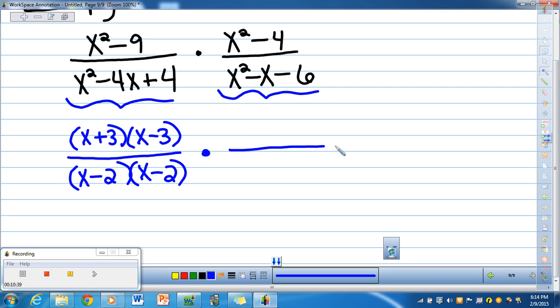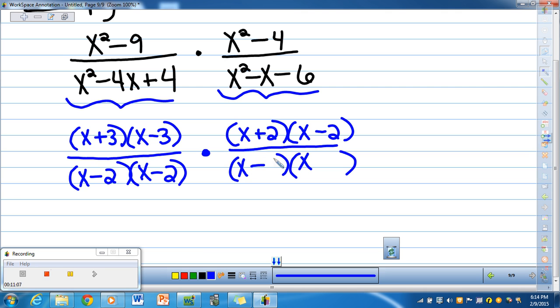For the other fraction, how would you factor the top? That's right, x plus 2 times x minus 2. On the bottom, we want two numbers that multiply to negative 6 and add to negative 1. Can you think of two numbers that would work? That's right, negative 3 and positive 2.